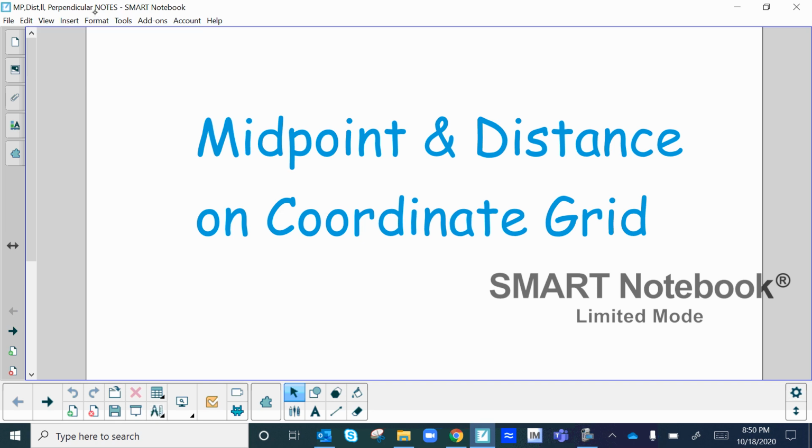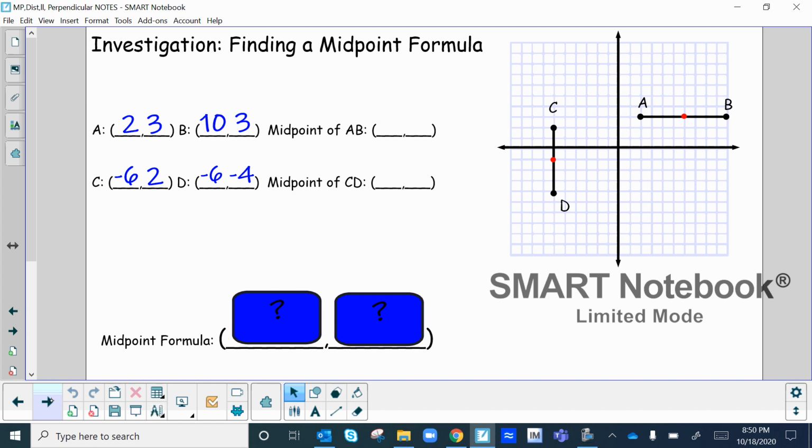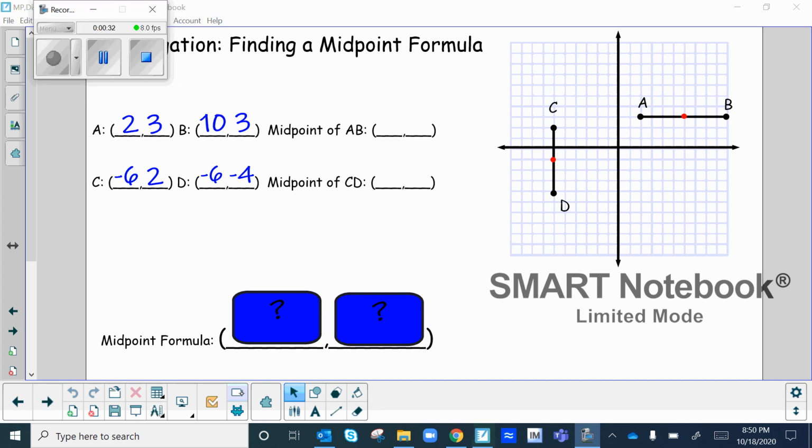All right, guys, this is going to be our section where we are going to do geometry on a coordinate grid. So we call this coordinate geometry. So you know what a midpoint and distance is, like length. So we're going to apply that to segments on a coordinate graph, or coordinate grid. So the first thing that I want to talk about is midpoint. There is a midpoint formula.